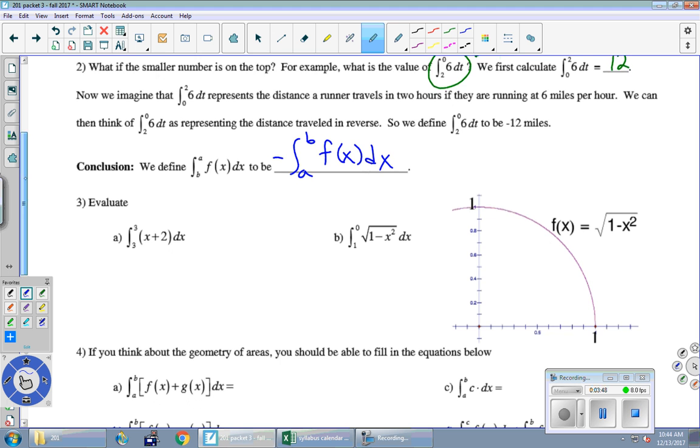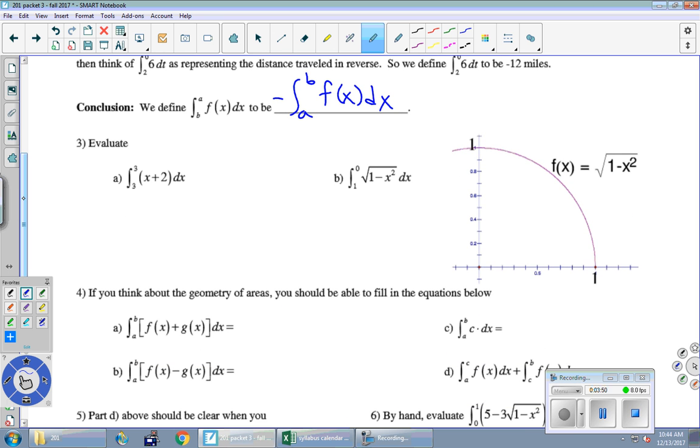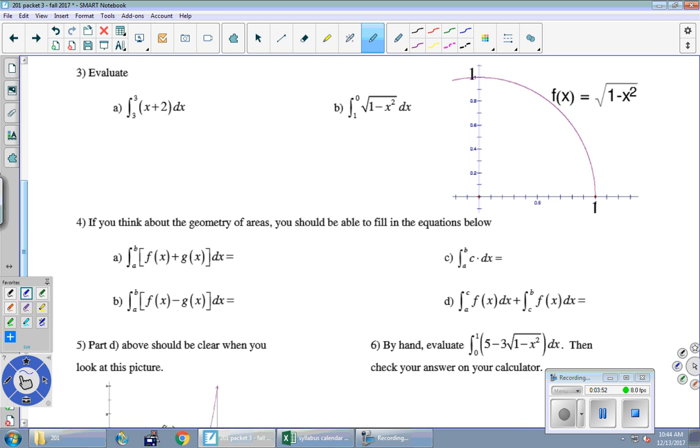Okay, couple of examples for us to apply our new rules here. Okay, first one, integral from 3 to 3 of x plus 2 dx. It's 0. It's the easiest question on the page because the 3's are the same. This is 0.